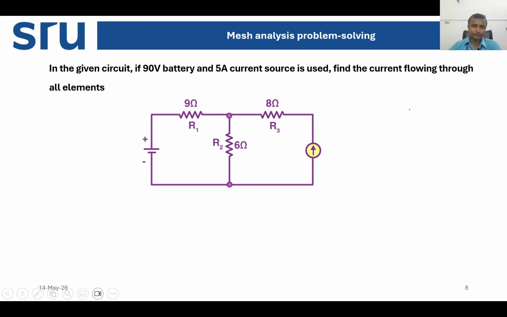So let us go to our next problem. This is something different. Here it is written. It is not just two voltage sources. There is one voltage source and another is a current source. The voltage source is a 90 volt battery, and the current source is 50 ampere.